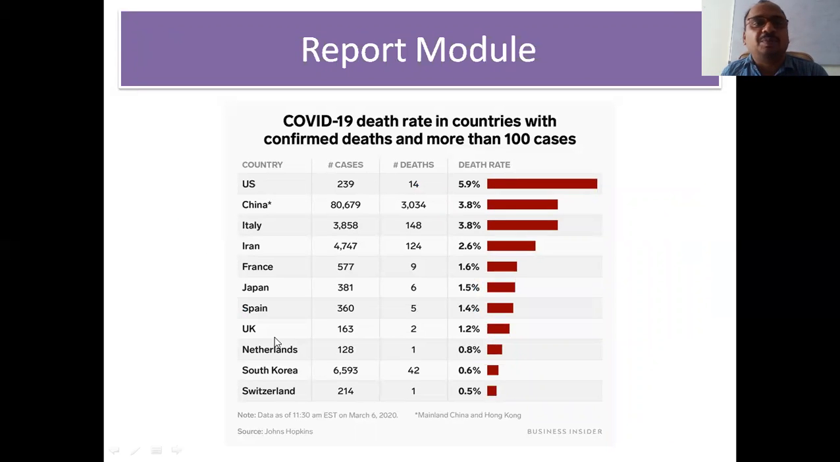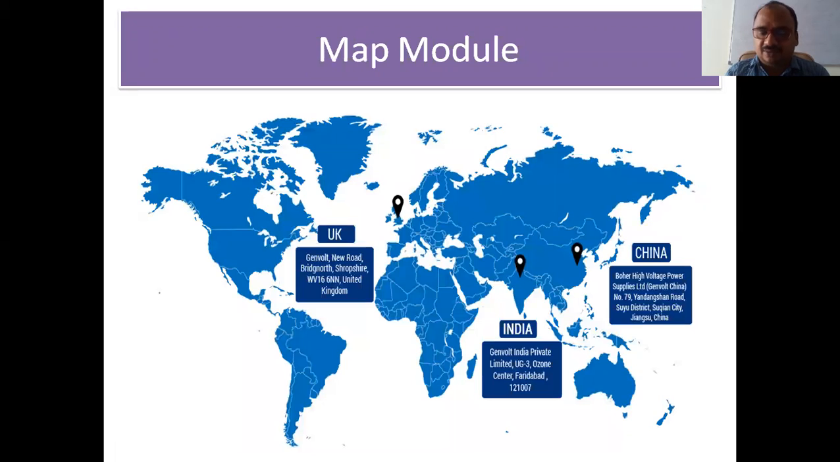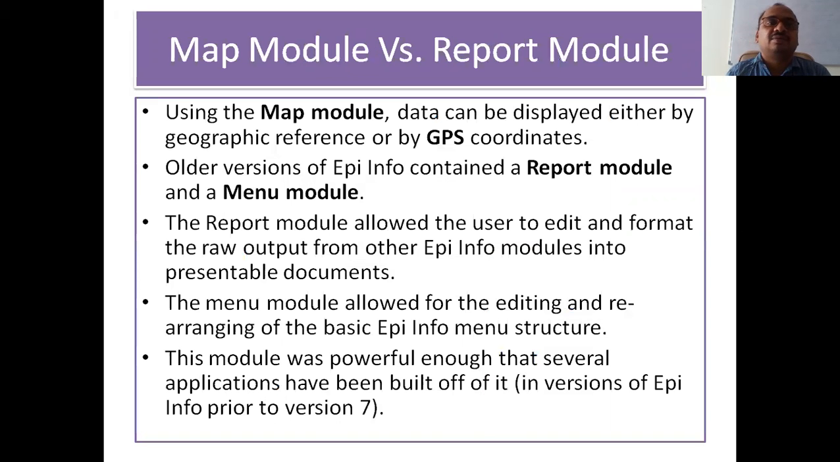Report module. If you want to report how many cases in the US, death rate, China death rate, COVID-19 deaths, Italy death rate, like this also you can report. The map module is there. Okay, the report module is there. Map module versus report module: there you are using columns, here directly you are using country icons. However you want, you can change it. Okay, this module is powerful enough that several applications have been built on it in version 7. Version 7 is the latest version series.